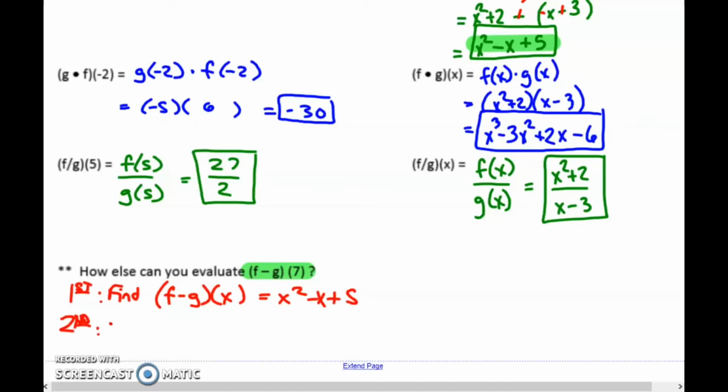And then second, we would sub in a 7. So that'd be 7 squared minus 7 plus 5. So that gives us 49 minus 7 is 42 plus 5, and that's 47, which is the same answer we came up with up above when we evaluated each one separately and then subtracted. Like I said, it's another way of looking at it. We prefer to have you show us splitting those up and then performing the operation.